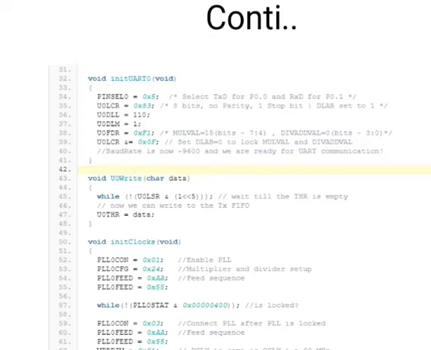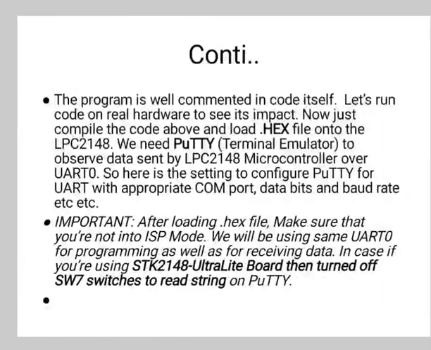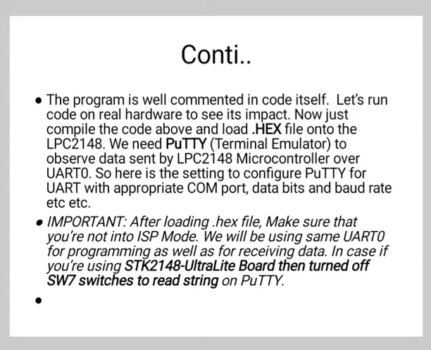Then next is PLLCON. So enable PLL multiplier and divider setup and feed sequence. Then connect PLL after PLL is locked, feed sequence, and PCLK is same as CCLK, that is 60 megahertz. Now this program is well commented in the code itself.